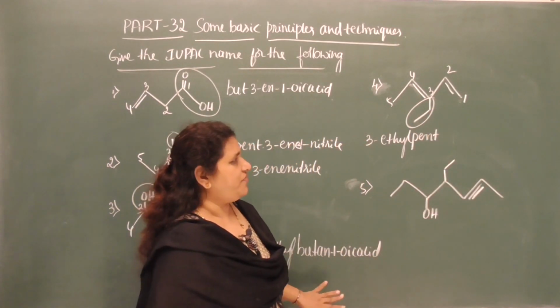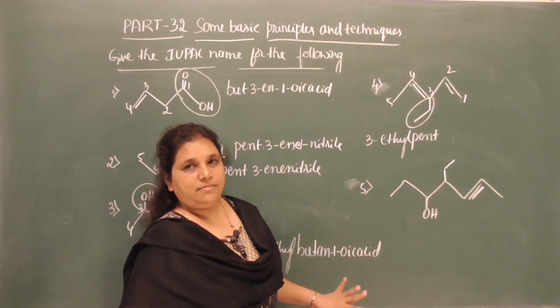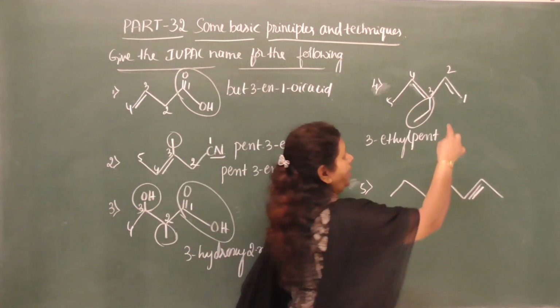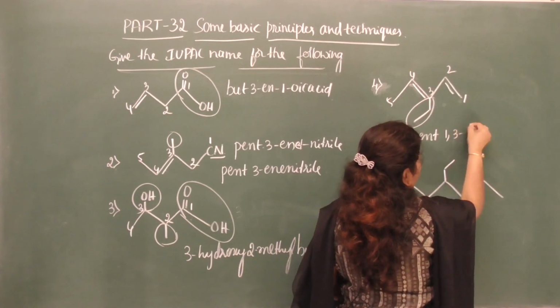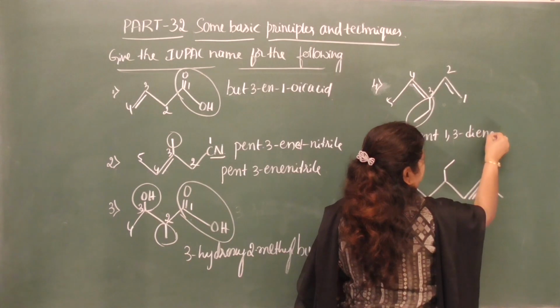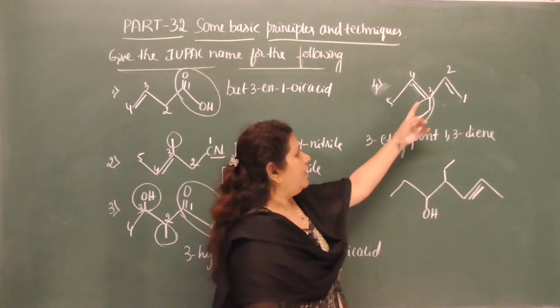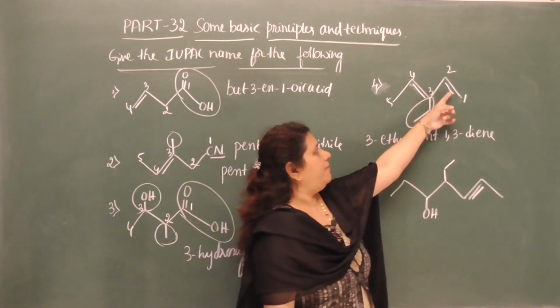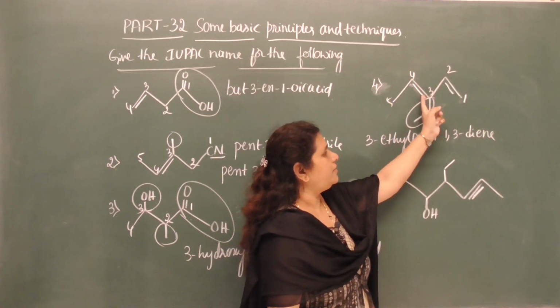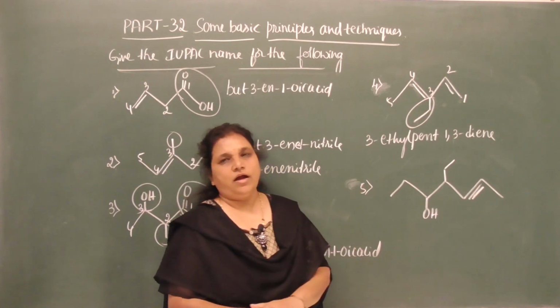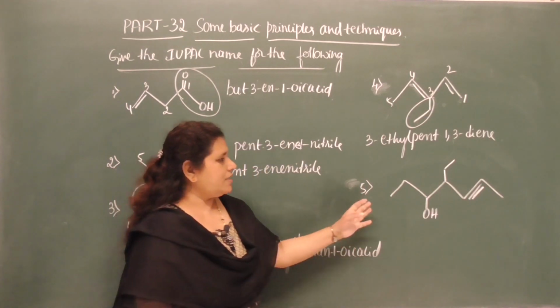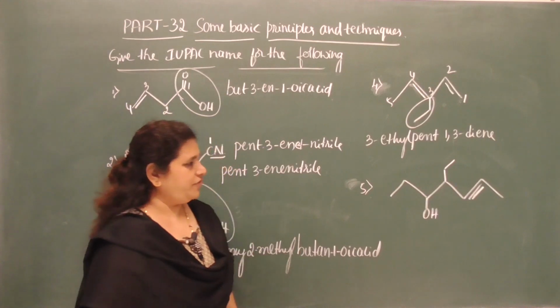We need to use the prefix "di" before the primary suffix "ene." So, diene. What is the position of the diene? 1, 3 diene. So what is the name? 3-ethylpenta-1,3-diene is the IUPAC name of the given compound. Clear? Now let us move on to the fifth compound.